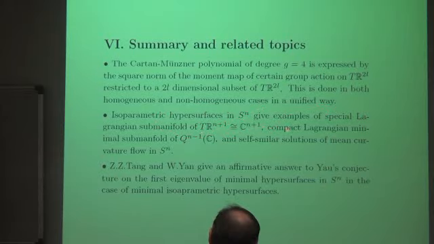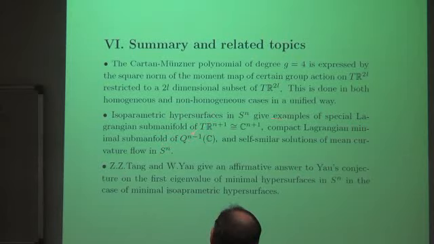And also, yesterday Professor Ohnita told us that an isoparametric hypersurface in the sphere gives an example of a compact Lagrangian minimal submanifold of the complex hyperquadric through the Gauss map. And the volume minimizing property is deeply investigated by Hui Ma and Ohnita.